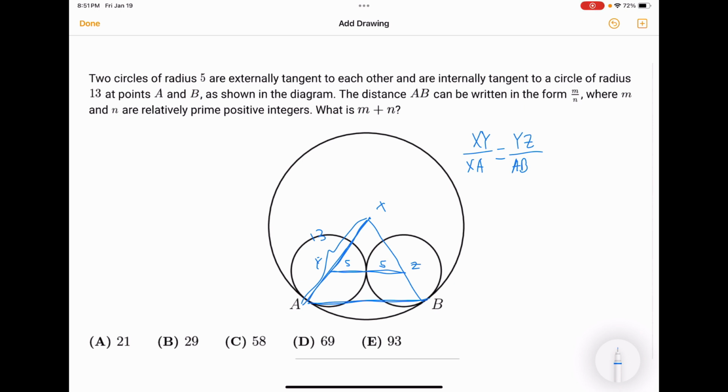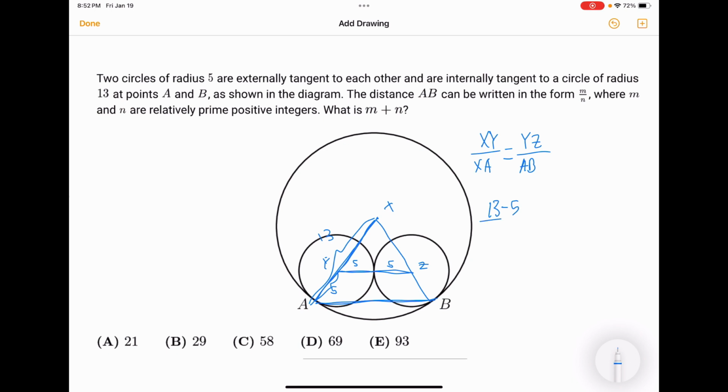And because it already gives you some numbers such as 5 and 13, we can just plug some of the numbers in. So for example, XY. We know that XA equals 13 because the biggest circle has a radius of 13. And then we could just subtract 5 from 13 because this segment right here is 5, the radius of the small circle. So XY would be equal to 13 minus 5. And then XA is just equal to 13.